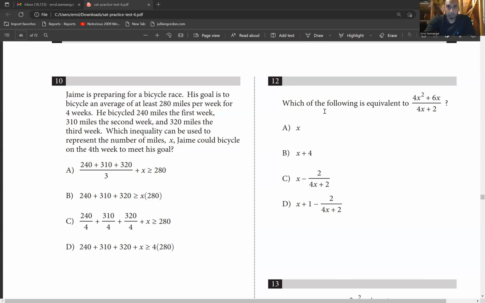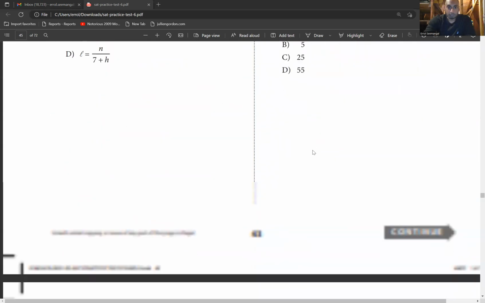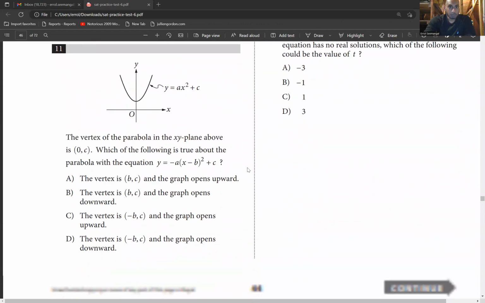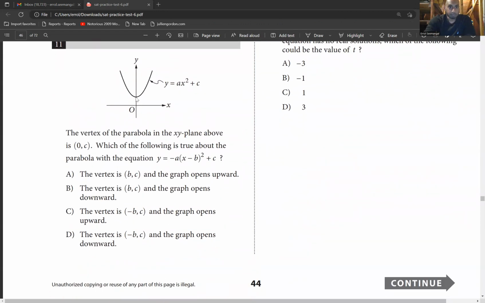11. Okay, we've got the parabola, it opens up, and the vertex is right there. The vertex on the parabola in the xy plane above is (0, C), so this is (0, C) right here. That is C in the y direction. Which of the following is true about the parabola of this equation?